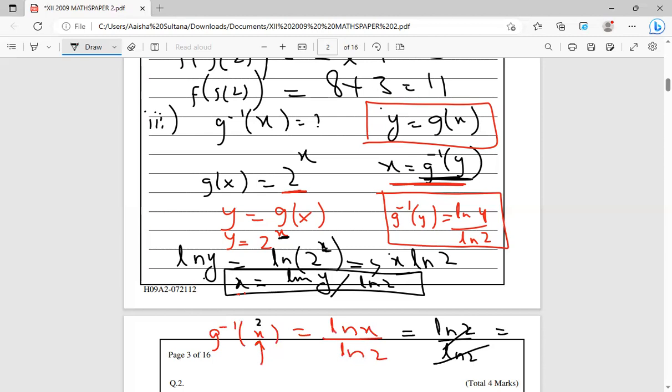It will be 1. It means that the fourth part solution, g inverse of 2, is equal to 1. I hope it is clear. This is question number 1.